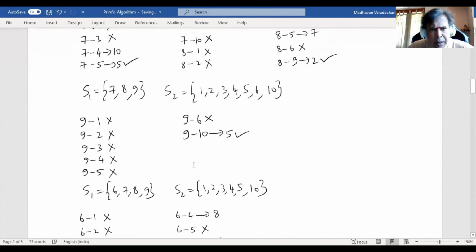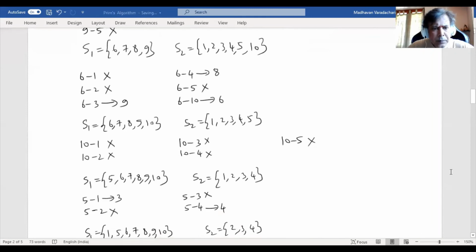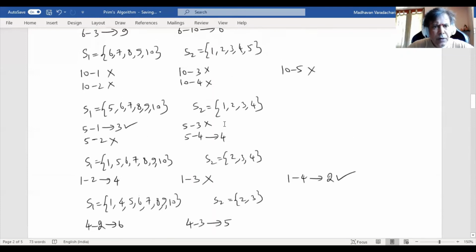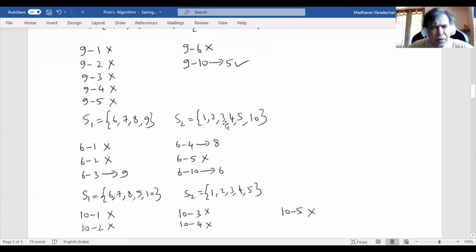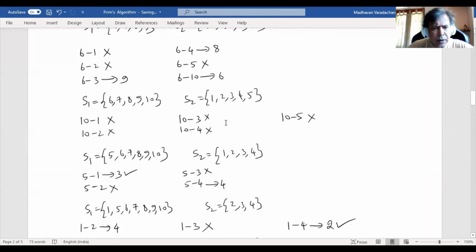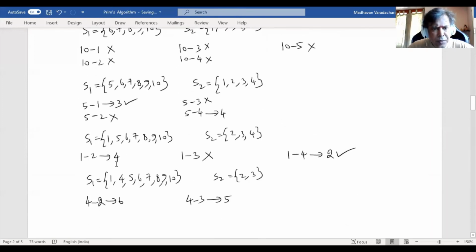Somewhere I didn't put tick. This already we did, so I should not consider now. So now the least weight is 4, I think. So 4 means, is it 1 to 2, 5 to 4? 1 to 2, I mean 4 is the least weight now, because 3 is already done. So 4, let me check whether 1 to 4 is possible. Sorry, 1 to 2 is possible and 5 to 4 is possible.